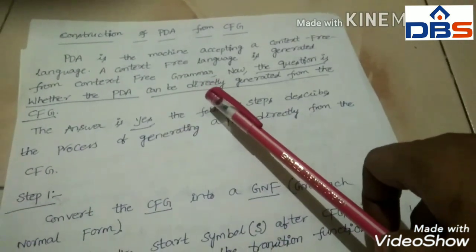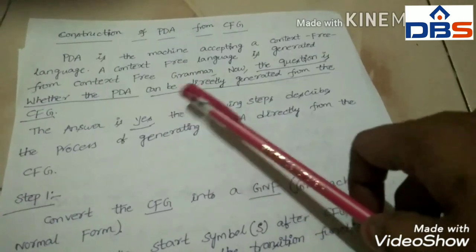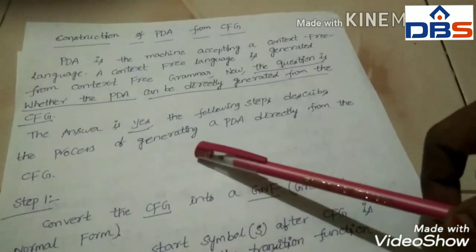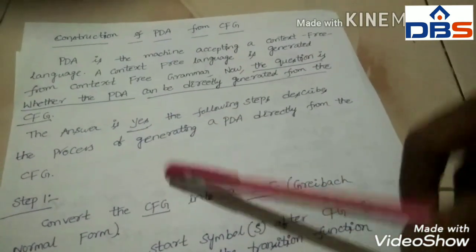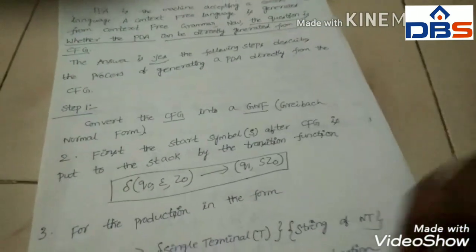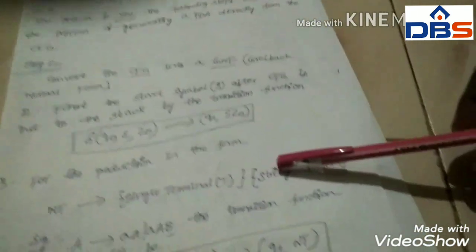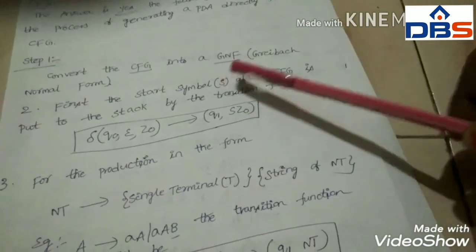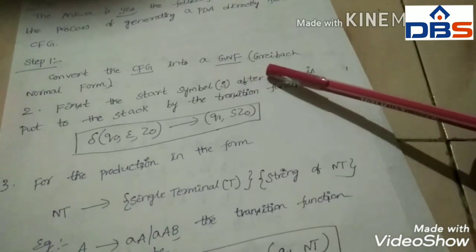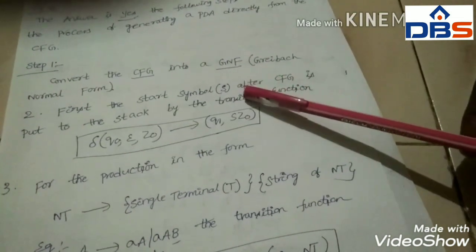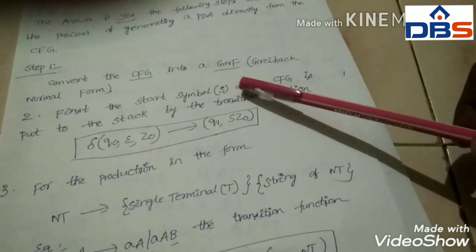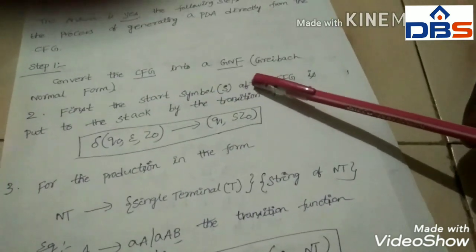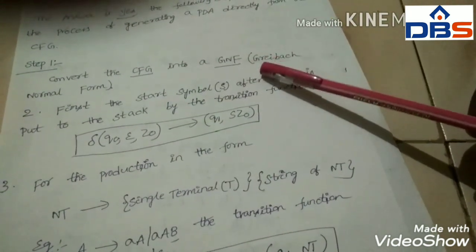Now, a question: can the PDA be generated directly from the CFG? Yes. These are the steps to generate the PDA directly from the CFG. First step, convert the CFG into GNF, Greibach normal form. We already know about Greibach normal form. In GNF, each production has a non-terminal going to a single terminal followed by any number of non-terminals.